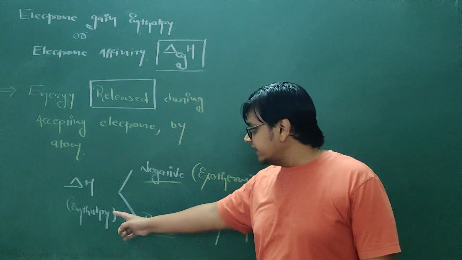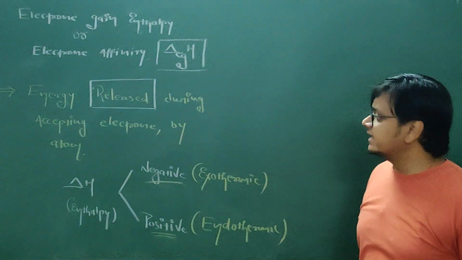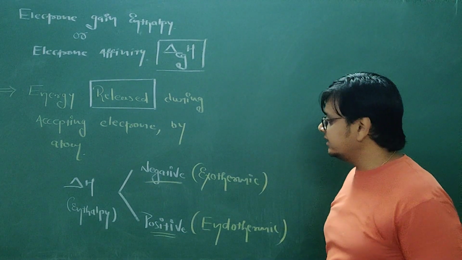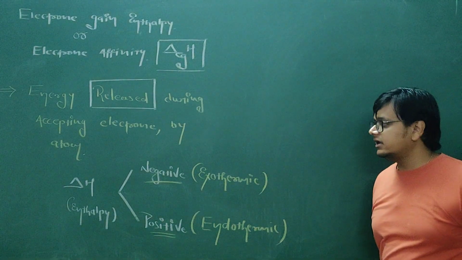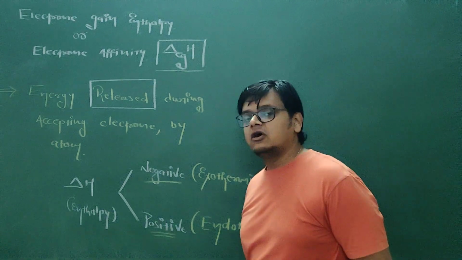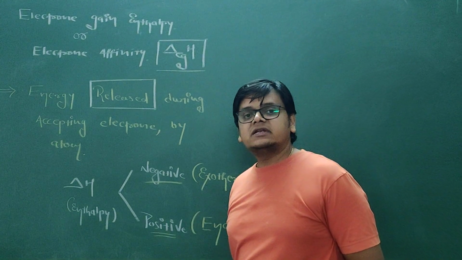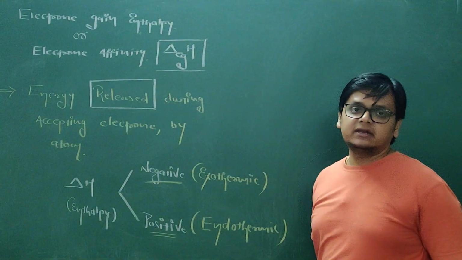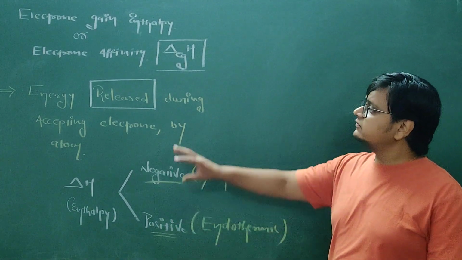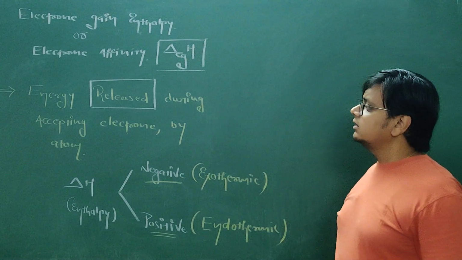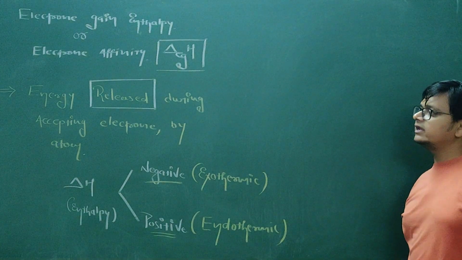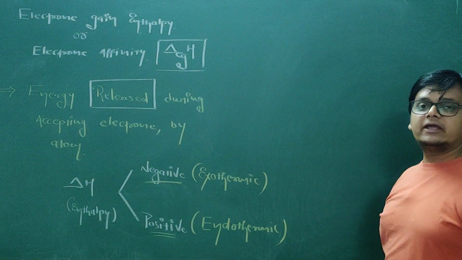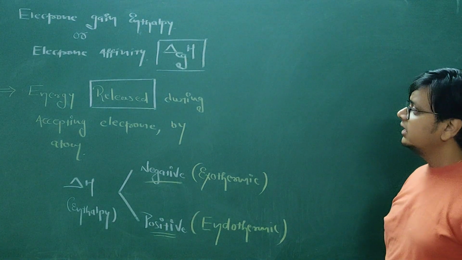So delta H has two possible values, negative and positive. Don't ever consider it mathematically. A negative value of enthalpy indicates the reaction is exothermic. The positive value indicates that the reaction is endothermic in nature. Okay, now we are shifting towards our topic. So energy released during accepting electron by atom is called electron gain enthalpy.